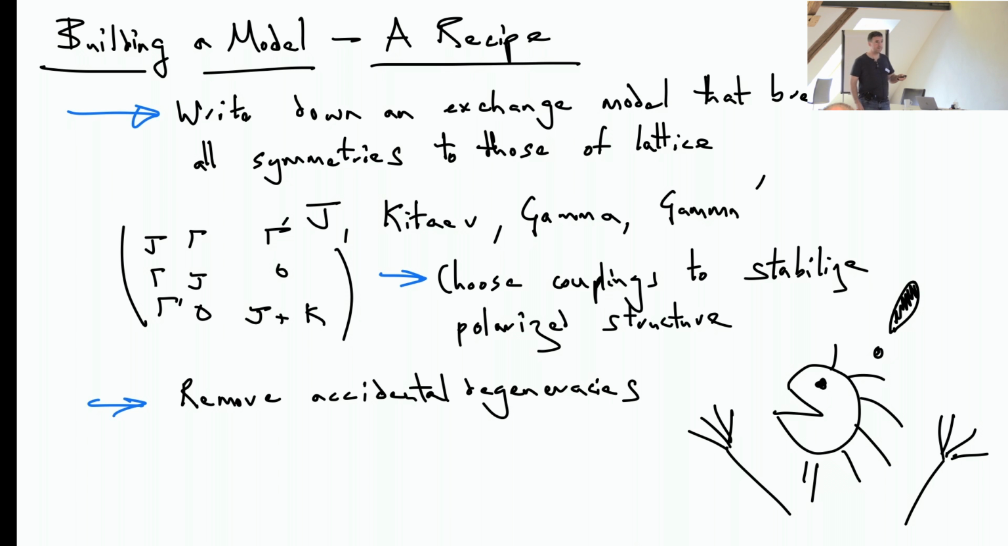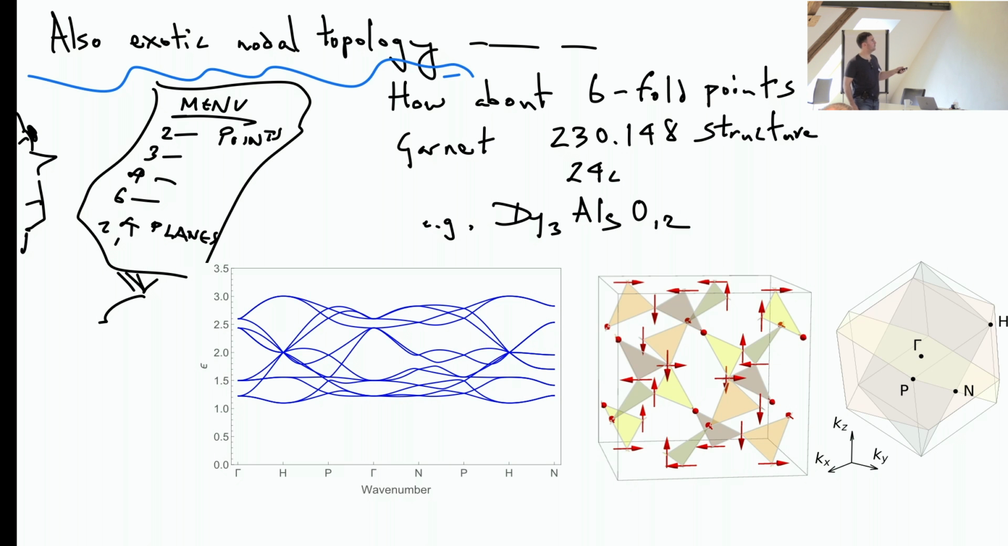That's a very good question. This is nearest neighbor exchange. In principle, this will not always work, but the principle is you start with nearest neighbor, you saturate the interactions by symmetry, and then you stabilize the structure, and then that's it. Then you're done. It may be that you need to go to further neighbor to remove accidental degeneracies, for example.